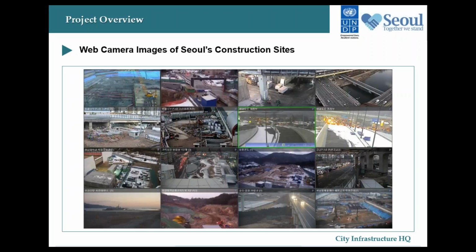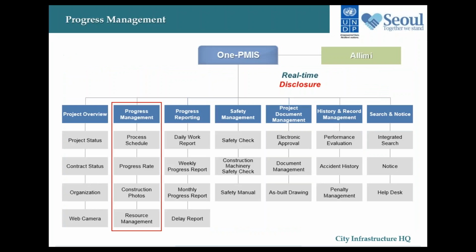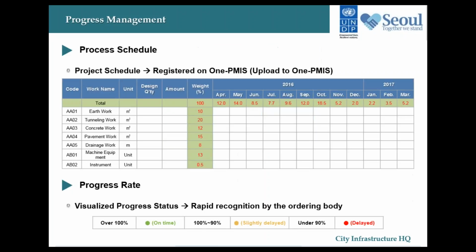This basically shows us the multiple images of one particular site and how the project manager can see all these different images all at once. Next, we are going to move to the progress management menu. This menu consists of the project work schedule, progress rate, construction photos and resource management categories.